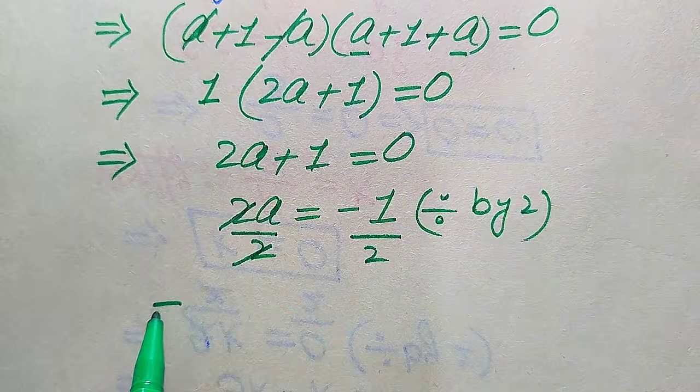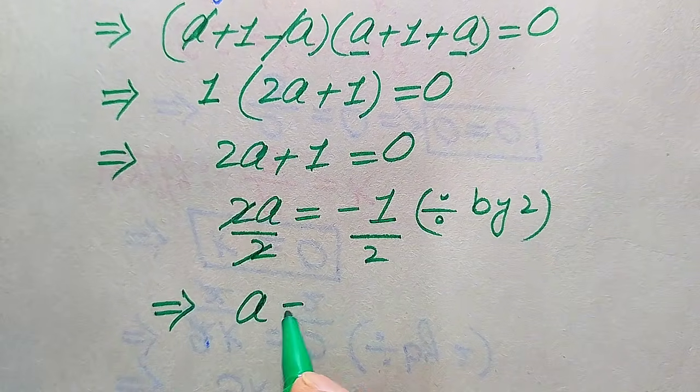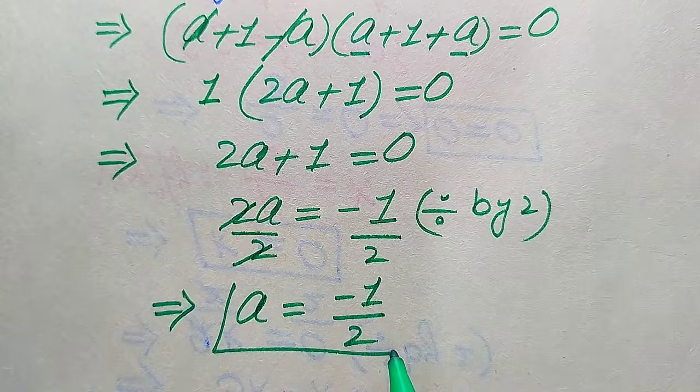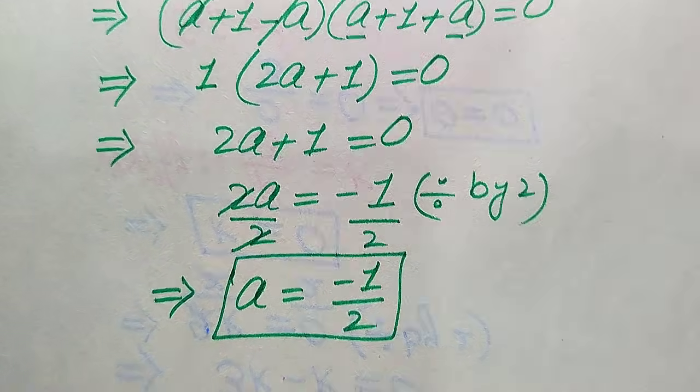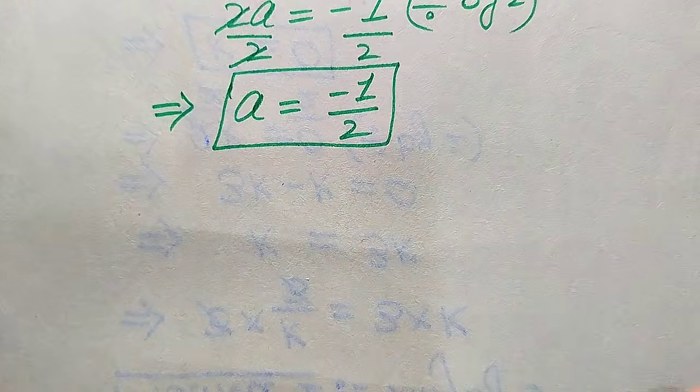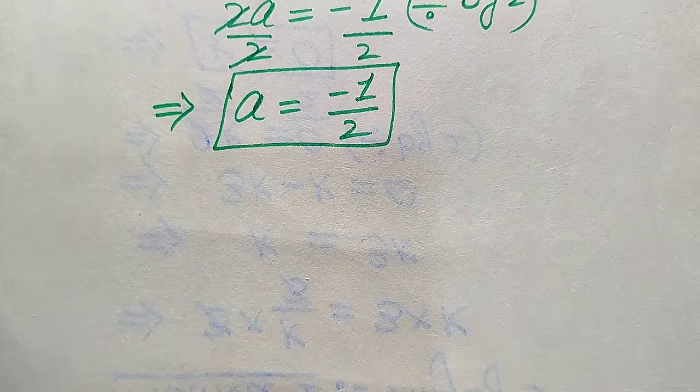So this 2 and this 2 are cancelled out by each other, and we get here our a is equal to minus 1 divided by 2. So this is the value of a which we get in this method. In the next step we need to verify whether this value of a is the solution, or whether it is an extraneous root.